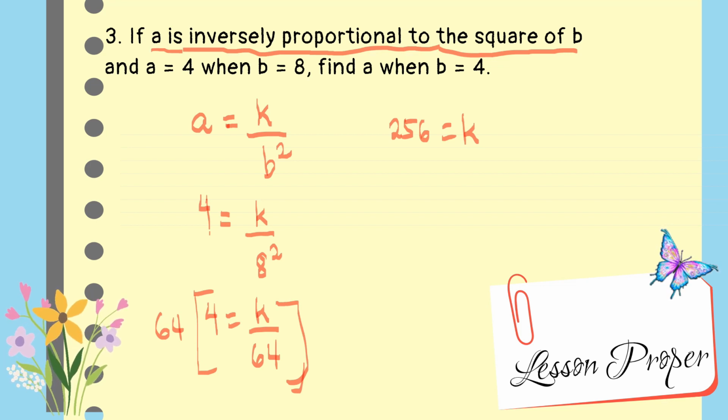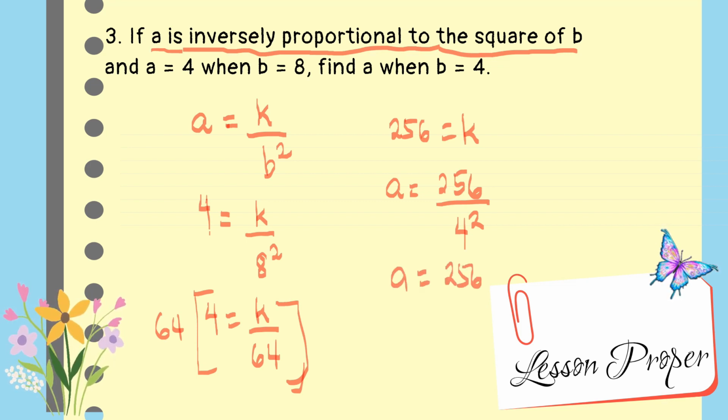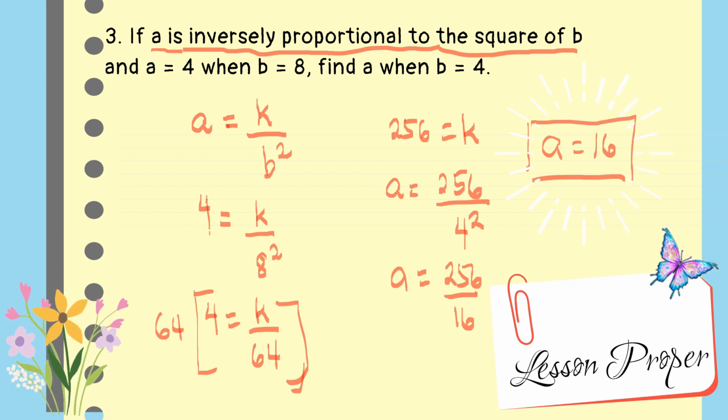Now we want to find A when B is 4. Again, we just substitute the value of K in this equation. So A equals K, which is 256, over B, which is 4, that is 4 squared. So A equals 256 divided by 4 squared, which is 16. So A equals 256 divided by 16 is what? Alright, so A is equal to 16 when B is equal to 4. I hope that you got this one.